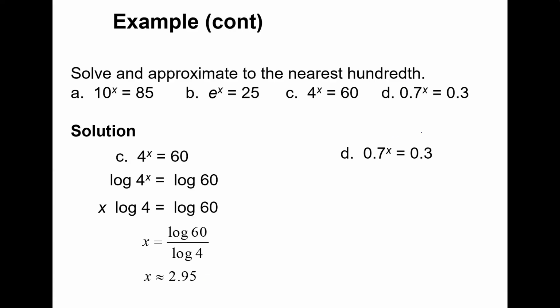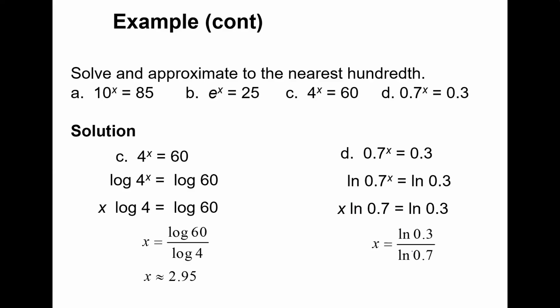Now the other one, I'm going to go with the ln. Again, you can do ln on both of these, or you can do log on both of these. It doesn't matter. So here we go, bring down the x, and we have that. Now we have to divide by the ln of 0.7. And now we plug that into our calculator.